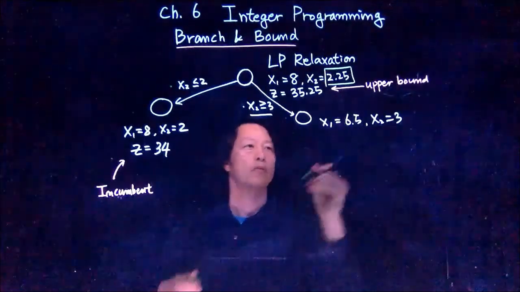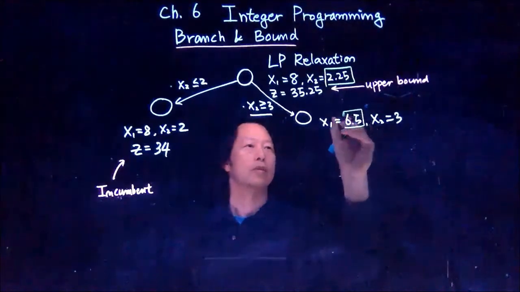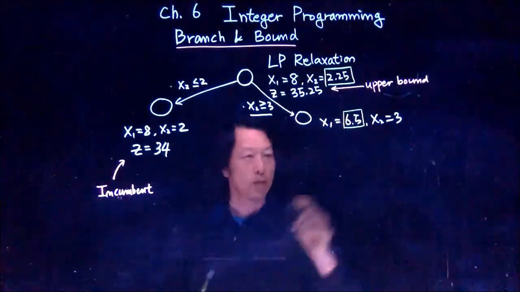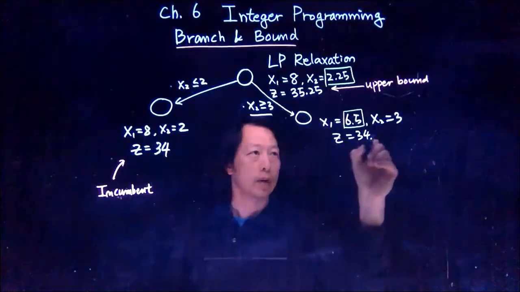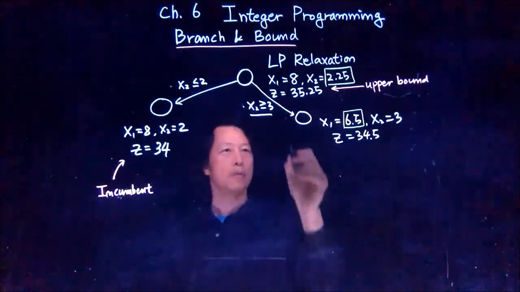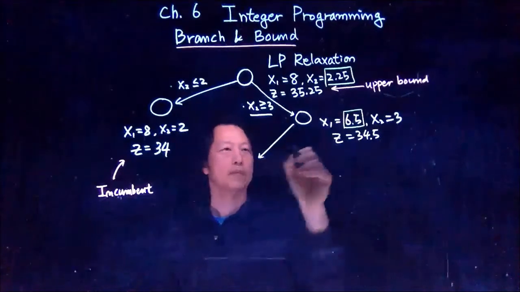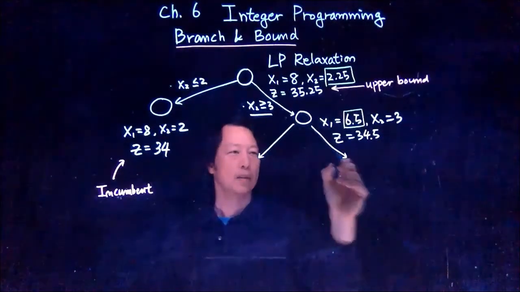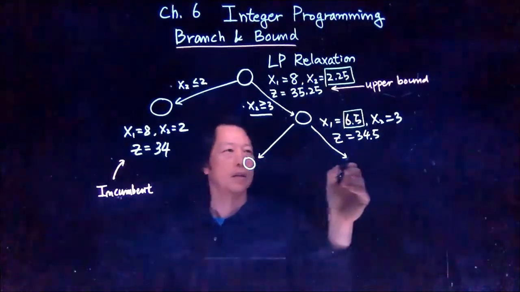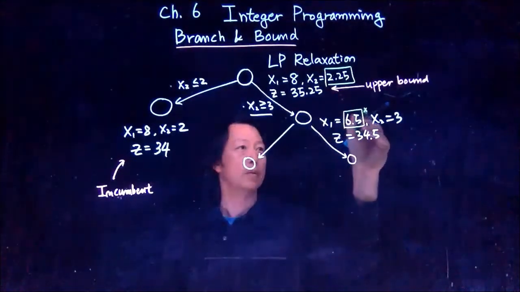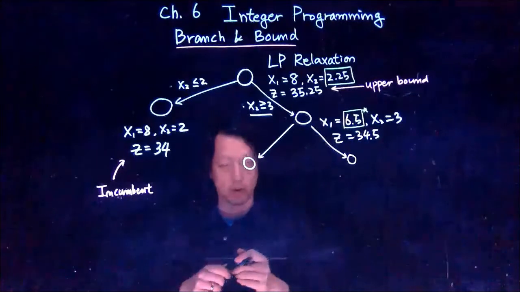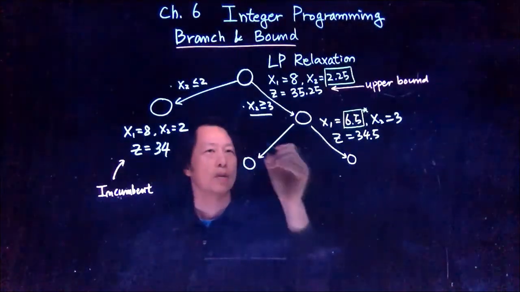Now the 6.5 is the problem, right? Because this is not an integer. And then we find out the z is 34.5. So now I'm gonna branch out again based on this 6.5, right? Because we already have x2 is an integer. So how can we divide it?